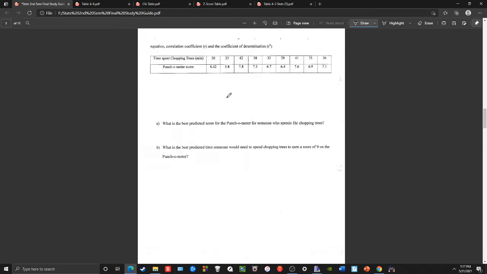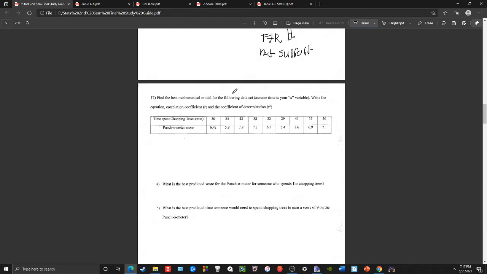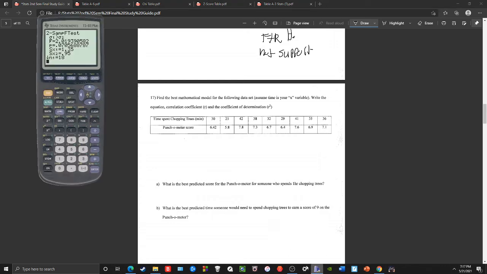All right, so last one here. Almost the end, folks. This one is not a test. This one is one of the things that we did more recently, which is regression. So find the best mathematical model and then write the regression equation, correlation coefficient, coefficient of determination, all that good stuff there. So first thing we're going to do, enter my data, right? It's a common theme in stats if you haven't gotten that throughout the years.